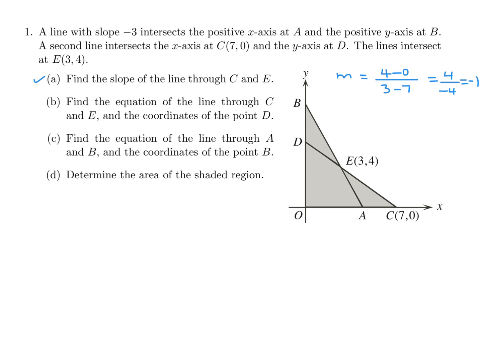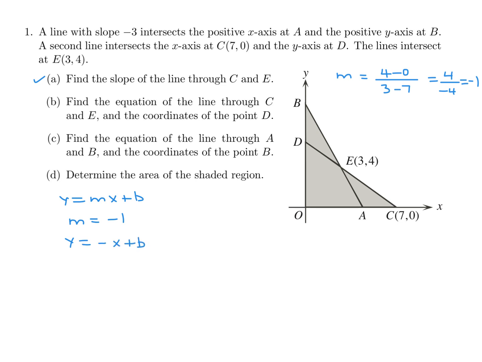Part B, find the equation of the line through C and E and the coordinates of the point D. So we have all lines of the form y equals mx plus b. m we can find pretty easily, and we already did. It's -1. That's the slope of the line through C and E. So the equation is y equals minus x plus b.